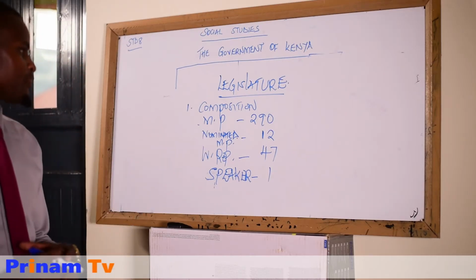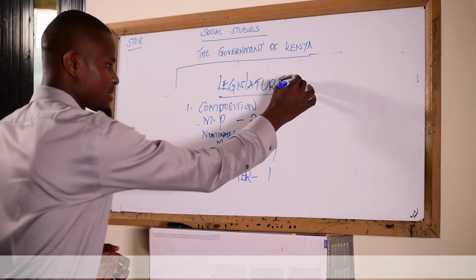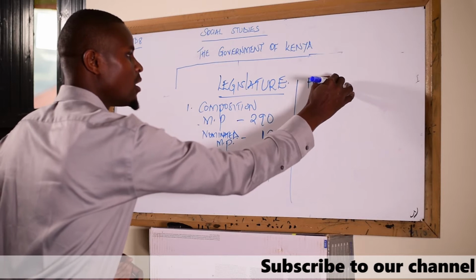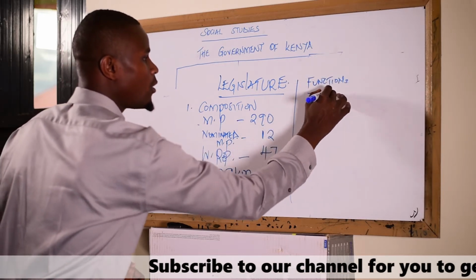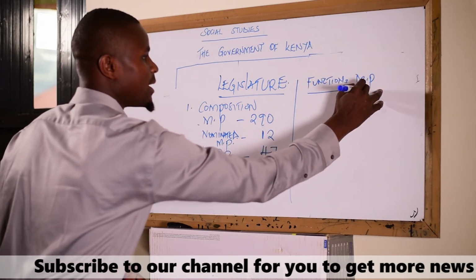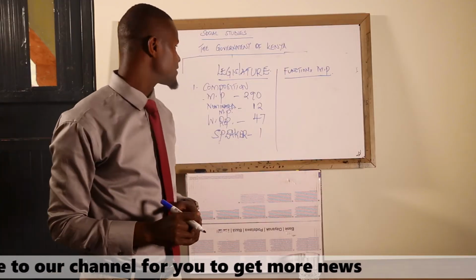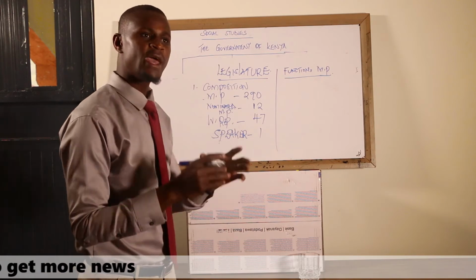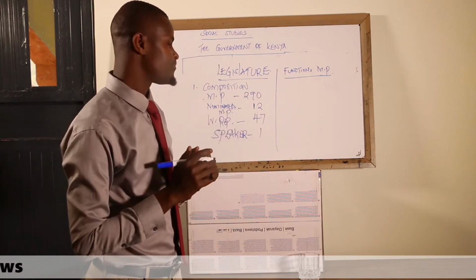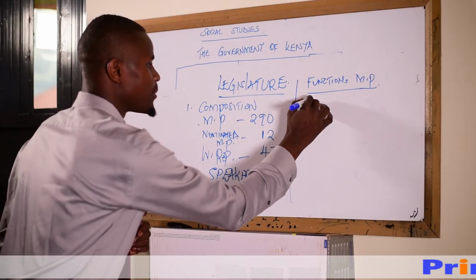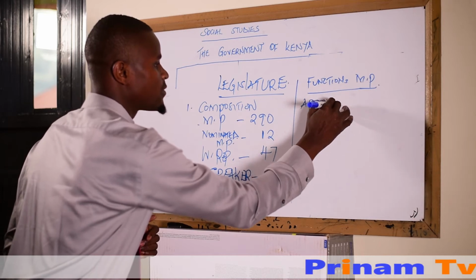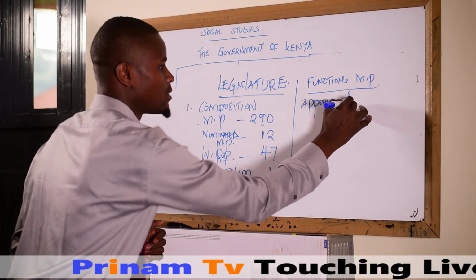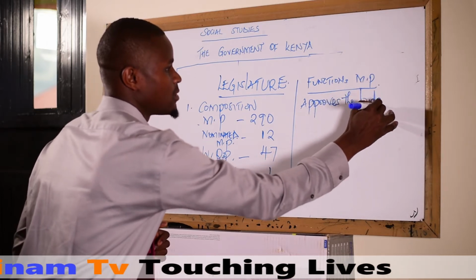So from here, I am going to look at what are the functions of the member of the parliament. Fantastic. Well, let's look at the functions. The first function that they have, they approve the budget.